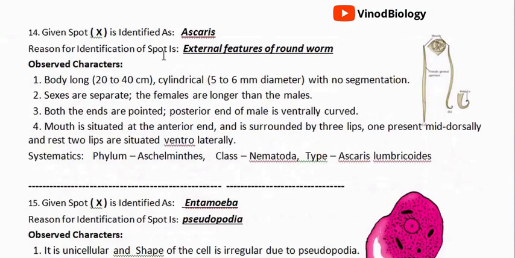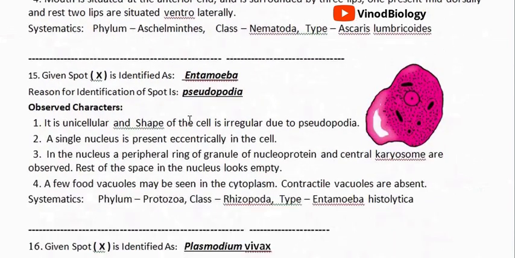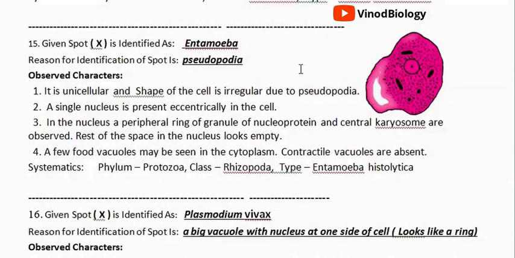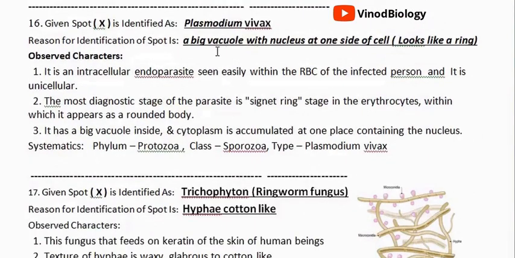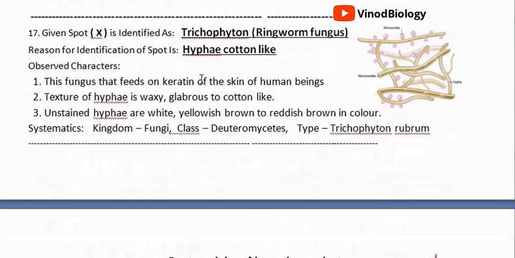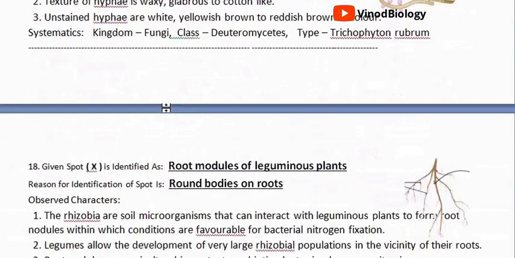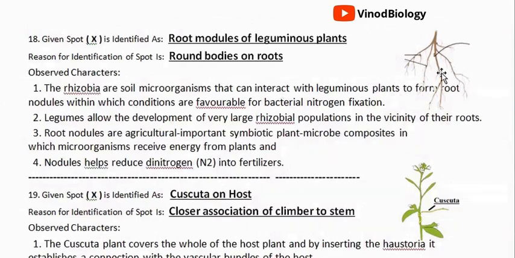Ascaris, external features of roundworm, because it's looking like a roundworm. Then characters. Entamoeba: pseudopodia. It belongs to amoeba, right? Characters, because pseudopodia were observed like this. Plasmodium vivax: a vacuole with the nucleus at one side of the cell. Special, so it looks like a ring. One side nucleus. Characters. Fungus: hyphae, cotton-like. Characters. Root nodules: round bodies in the roots. Characters.